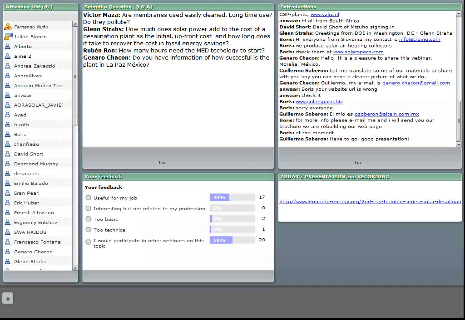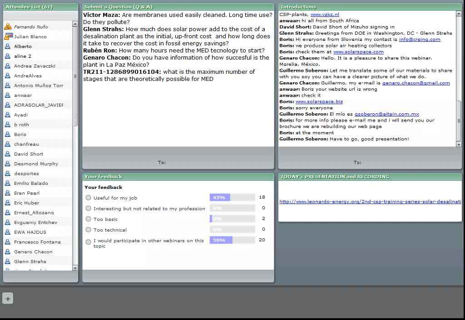No, I don't know what this plant of La Paz in Mexico is. I don't know if this is from renewable energy or solar energy, and also I have no information about what kind of technology it is.